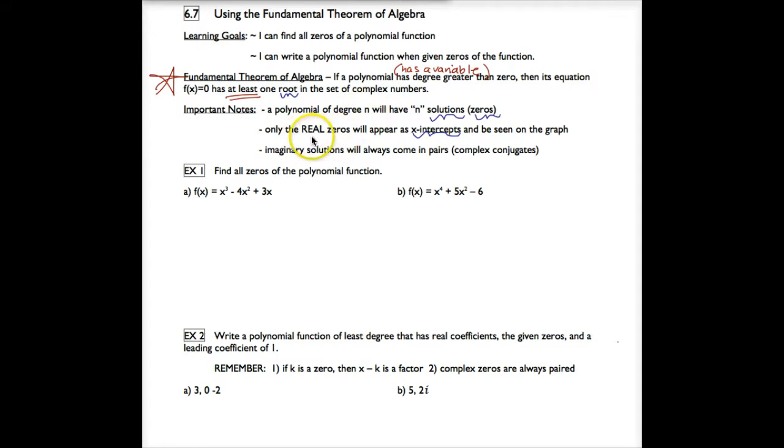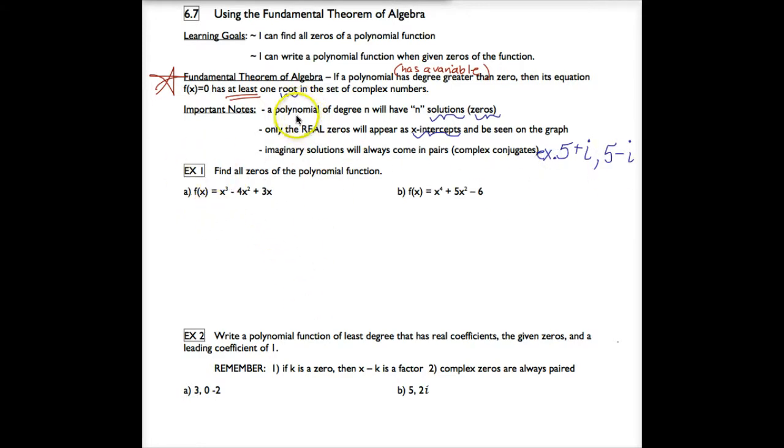Now, only the real zeros will appear as x-intercepts on the graph, because when we are graphing, we cannot see the imaginary solutions. So only the real ones will be seen on the graph. Imaginary solutions are always going to come in pairs. So we learned about complex conjugates back in Unit 2 when we first studied imaginary numbers. And if you had 5 plus i, we knew the complex conjugate was 5 minus i. So those are examples of complex conjugates, but they always come in pairs.